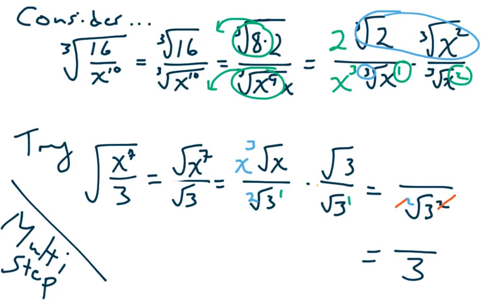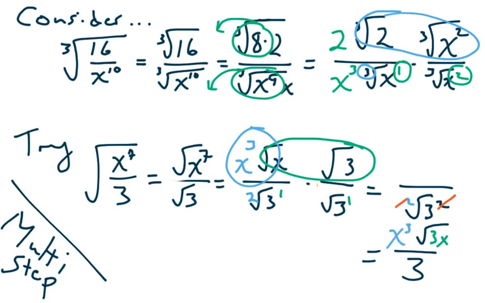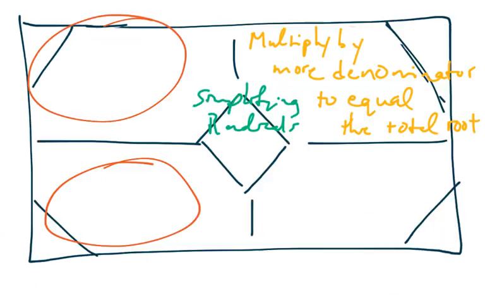If you look up here in the numerator, you've got some numbers you can pull together, namely the square root of x and the square root of 3 will now be able to become the square root of 3x, so just kind of pull them together. How about this x cubed that was out front? It's still out front, so make sure that it gets part of your final answer. So we end up with x cubed, the square root of 3x, all over 3.